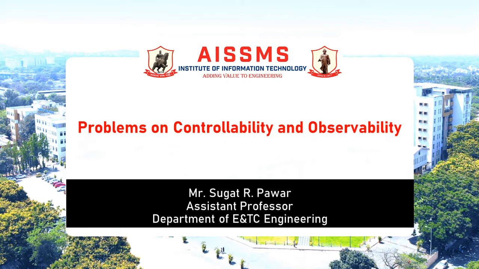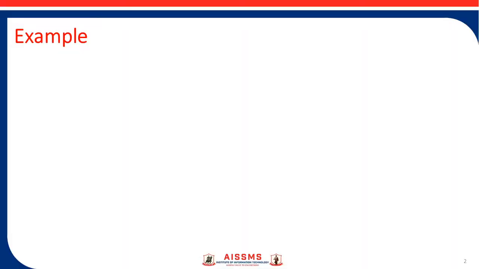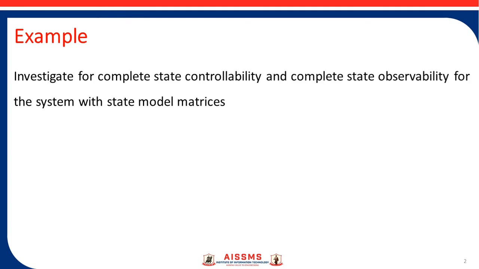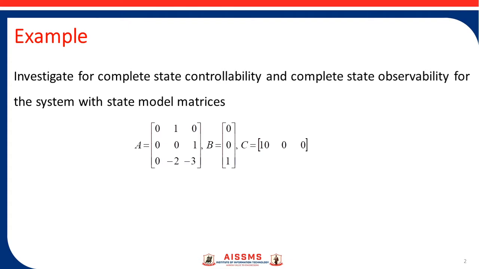In this video, I am going to solve one problem on controllability and observability. Example 1: investigate for complete state controllability and complete state observability for the system with state model matrices: matrix A of order 3 by 3, 0 1 0, 0 0 1, 0 -2 -3; matrix B of order 3 by 1, that is 0 0 1; matrix C of order 1 by 3, 1 0 0.